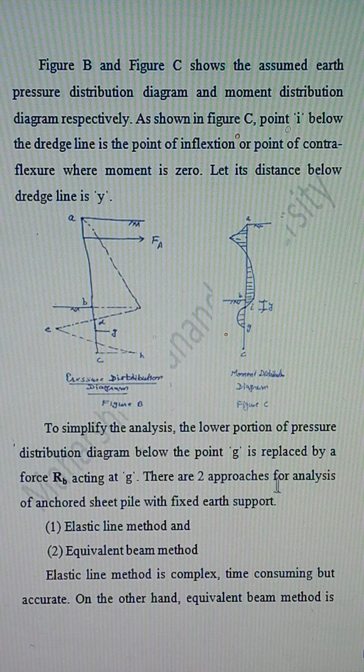In the fixed earth support method, there are two approaches to analyze the sheet pile. First is the elastic line method and second is the equivalent beam method. The elastic line method is complicated and time consuming but accurate. On the other hand, the equivalent beam method is simple and quick, and in general we prefer the equivalent beam method. This method was given by the scientist H. Blum.